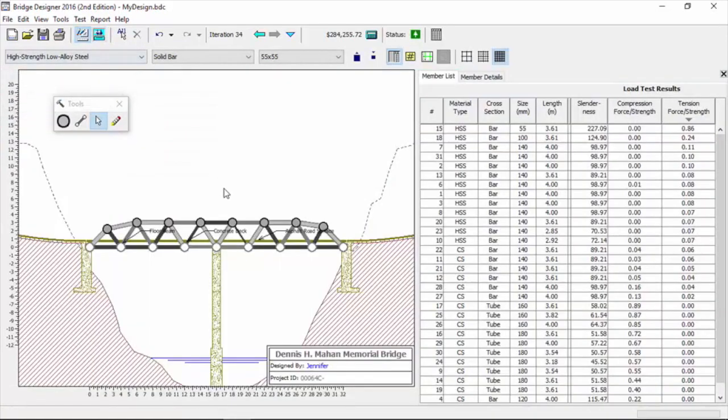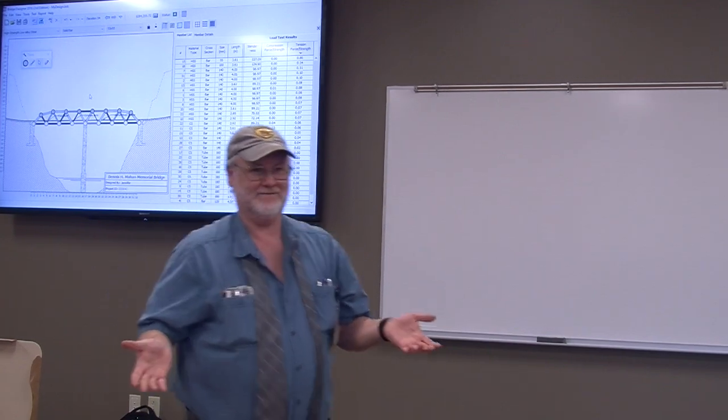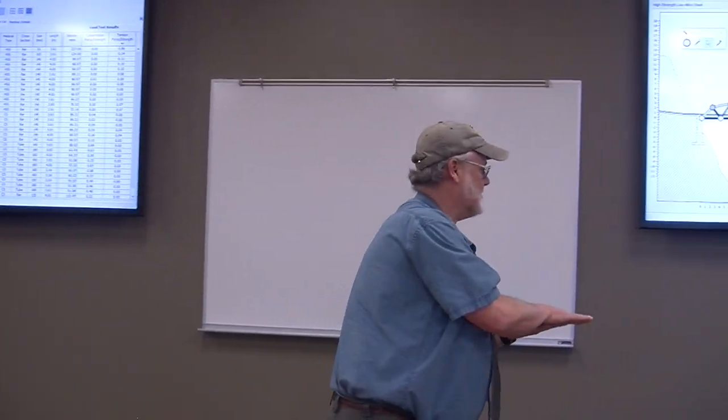So the bottom line is, if you're a bridge designer, you don't want to be kinky, right? You want smooth corners. No kinks. All right.